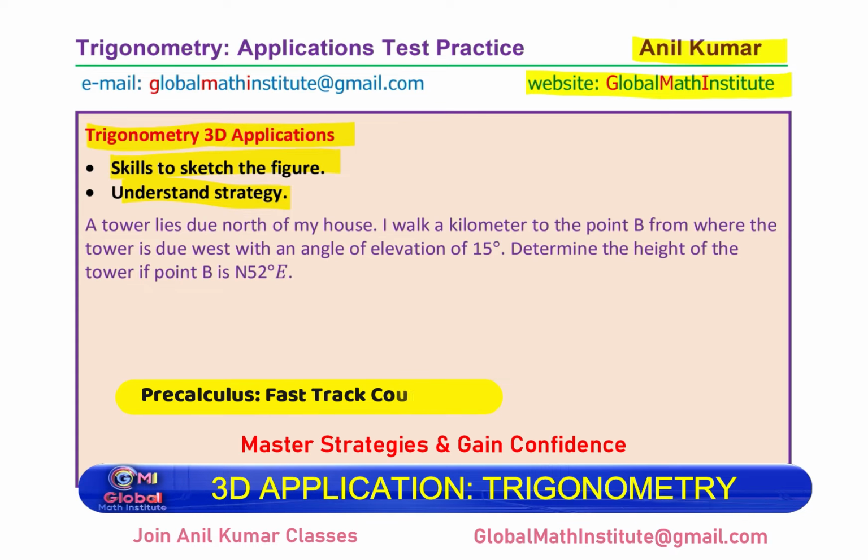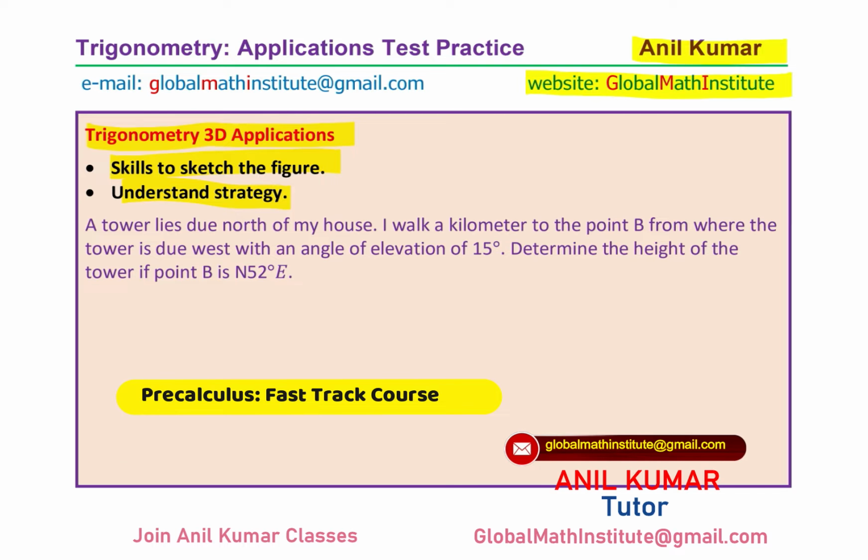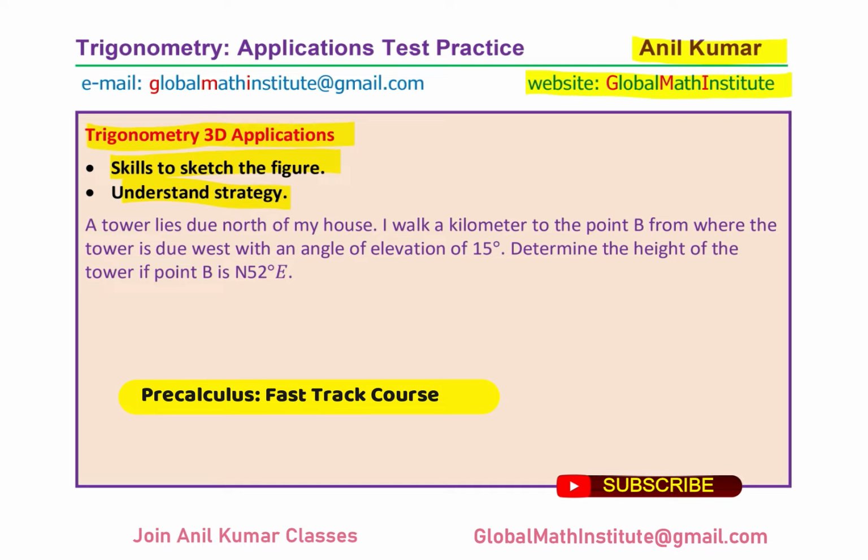The question here is, a tower lies due north of my house. I walk a kilometer to point B from where the tower is due west, with an angle of elevation of 15 degrees. Find the height of the tower if point B is N 32 degrees east. That really means from north 32 degrees east.